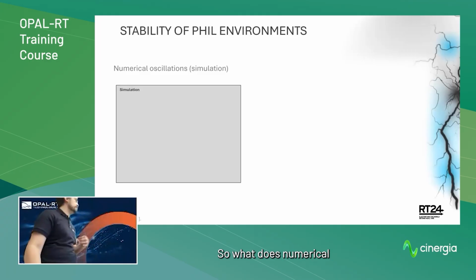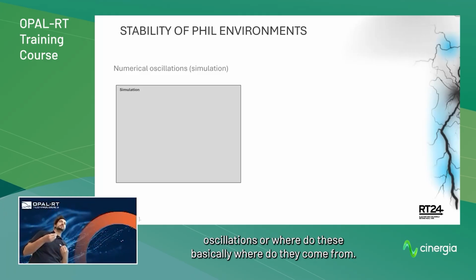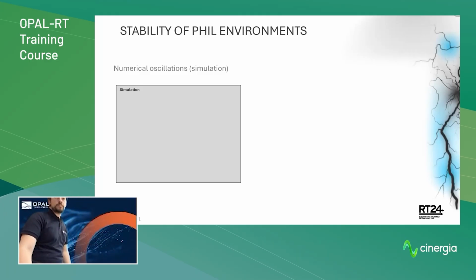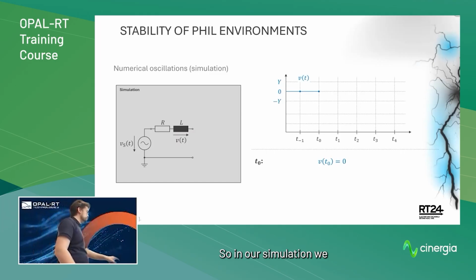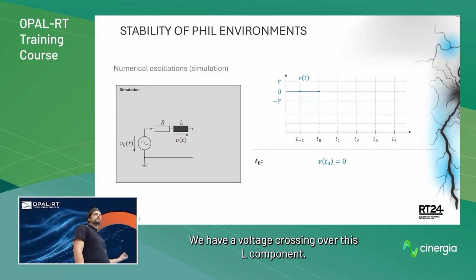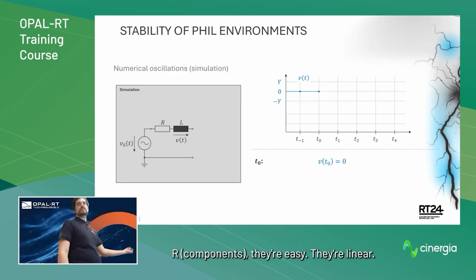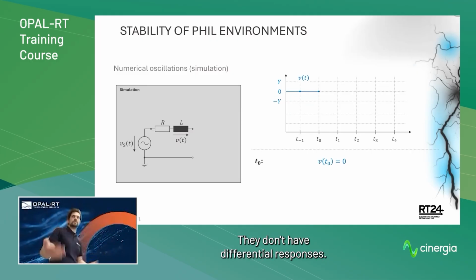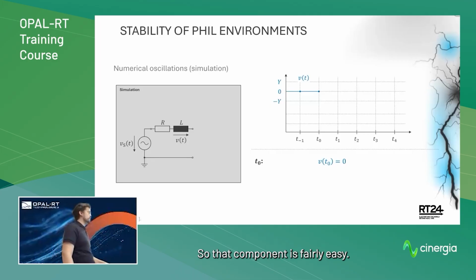So what are numerical oscillations, or where do they come from? In our simulation, we have some voltage source and our RL components, right? We have a voltage across this L component. Ours are easy. They're linear. They don't have the differential responses. So that component's fairly easy.